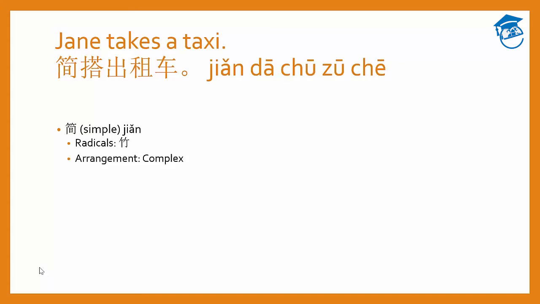Let's look at the grammar structure. So 简 is a subject and 搭 is the verb, which means to take or to get in a vehicle, such as bus or taxi or even a train or even an airplane. So that's the meaning of 搭, and 出租车 is taxi. So in direct translation, it's a very simple one, just Jane takes taxi, which in proper English is Jane takes a taxi. So this is how we say this phrase. Okay, so that's how to decipher this.